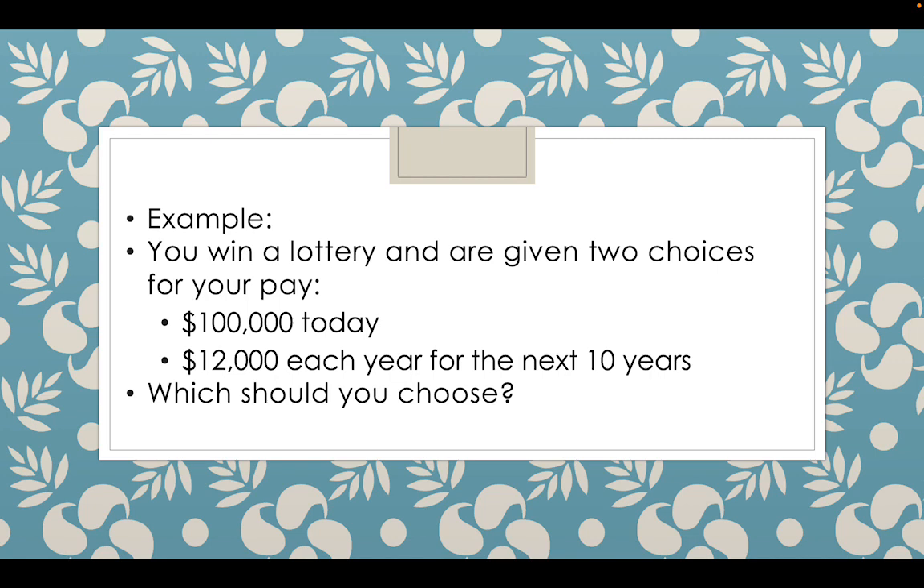Now you might say, well, if I take $12,000 every year for the next 10 years, that would be $120,000. And that would be correct, but that $120,000 is in the future, right? So that's not $120,000 today. And as we've talked about in this particular section of the class, present value and future value are two different things. So 120,000 in the future is not the same thing as 120,000 today. So what we need to do is figure out which one of these two has the greater present value. And whichever one has the greater present value is the one we should pick.